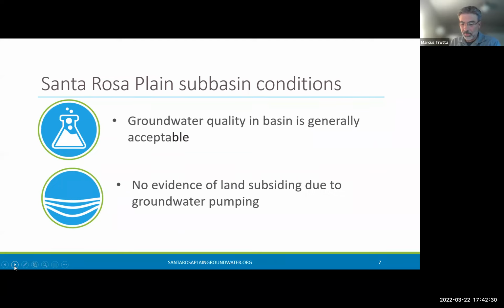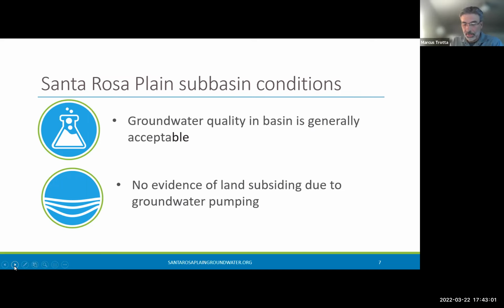So while there are some areas that do have water quality challenges and problems, they are generally pretty localized and related to either historic land uses or local geologic conditions. And because water quality is regulated through many other state and local agencies, SGMA really only requires that the GSA does not cause additional water quality problems through their actions and projects in the plan.